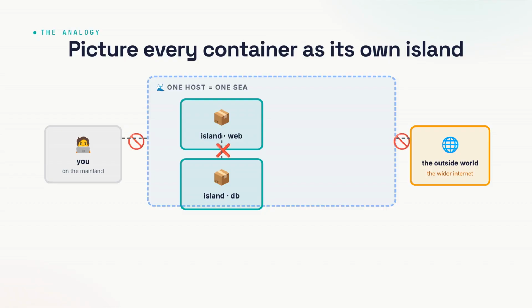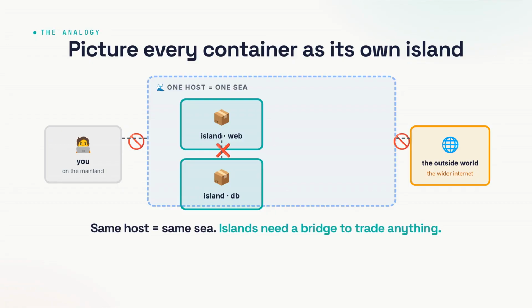Here's the catch: right now there are no bridges anywhere. The islands can't reach you, they can't reach the internet, and they can't even reach each other. Every one of them is cut off. So the whole game from here is building the right bridge for the situation. Same host means same sea, and islands need a bridge to trade anything at all. Let's build the first one.